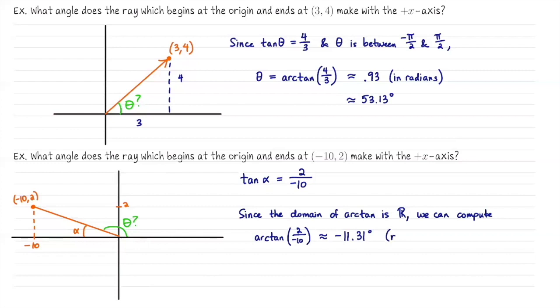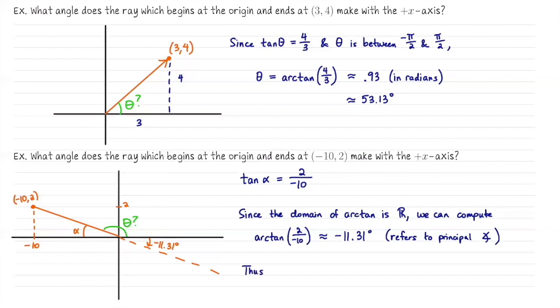Why is it negative? It's negative 11 degrees because that's referring to the principal angle between negative pi over 2 and pi over 2, which is the range of arctan. So we should think of this angle as if I extend our ray over to the fourth quadrant, it's negative 11 because we've measured down, so 0 is right in the middle. We measure all the way down to negative pi over 2. We would measure up to pi over 2, etc. So since I measured down to get to this angle, it's negative 11.31 when we plug 2 over negative 10 into arctan.